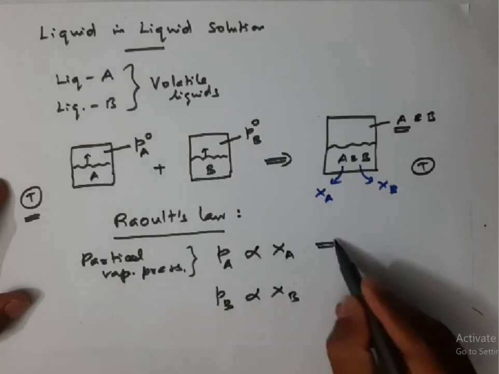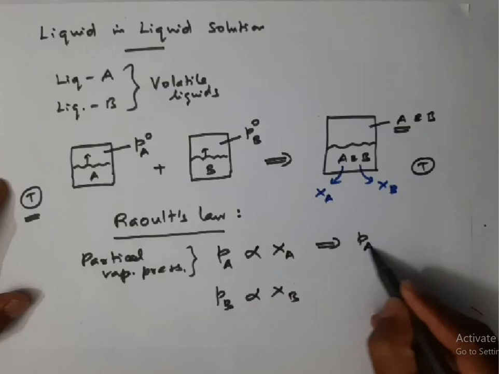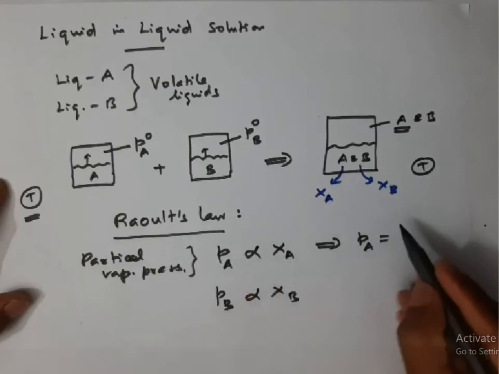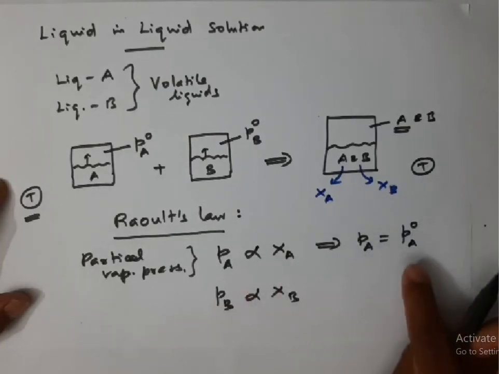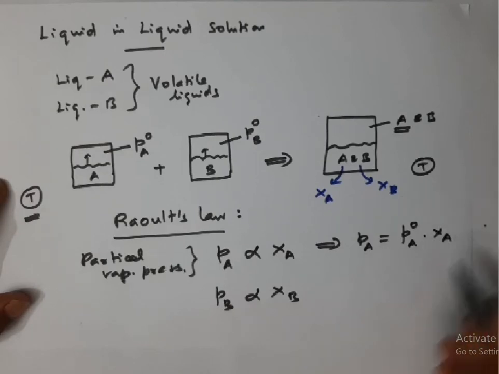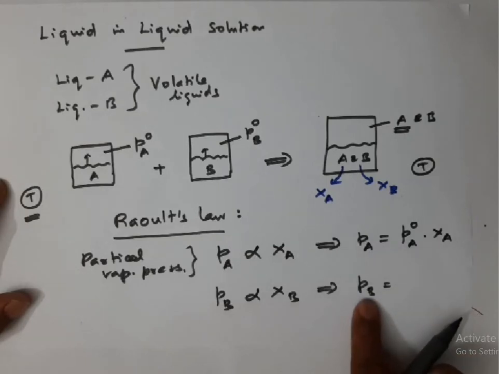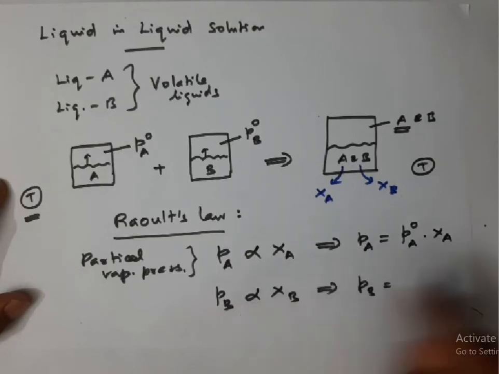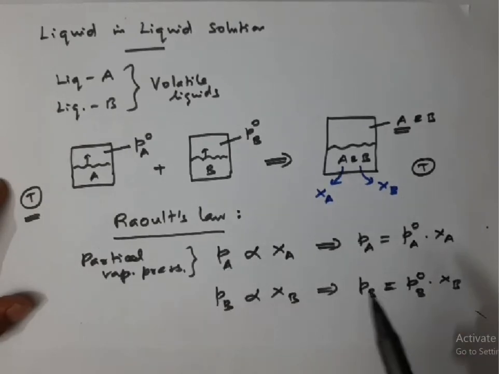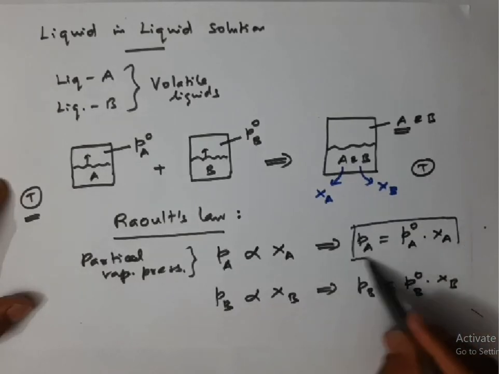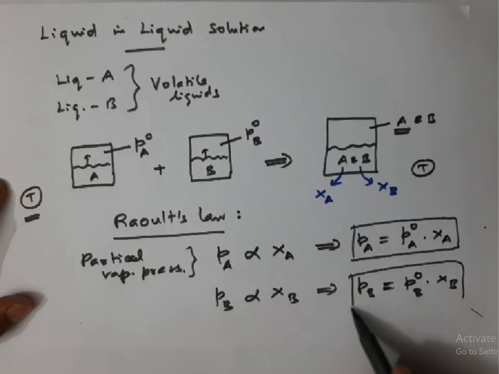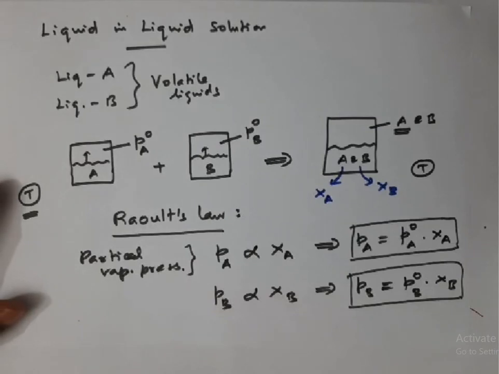So if I equate this, we have to introduce a constant, and that constant is nothing but the vapor pressure of pure A, so PA equals P naught A into XA. Similarly, for the partial vapor pressure of B, if I equate the proportionality into equal, we introduce a constant, which is the vapor pressure of pure B, so PB equals P naught B into XB, right? This is what we call Raoult's law.